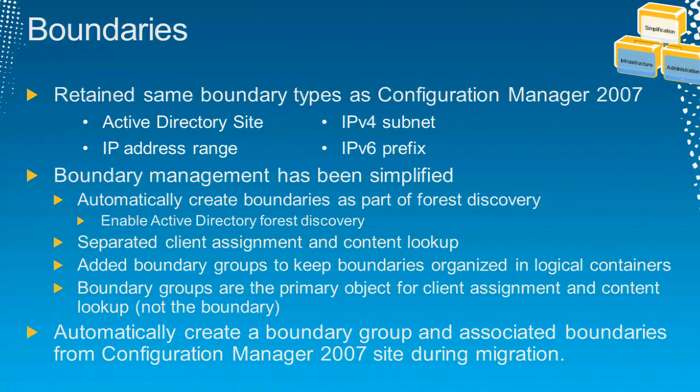But we do support overlapping boundary groups for content, because it's just getting content from DPs. So you have the same DP, the same IP subnet, or same IP or AD site name in 2 different boundary groups for content. That's fine. And just have separate boundary groups that are more restrictive for your content lookup.